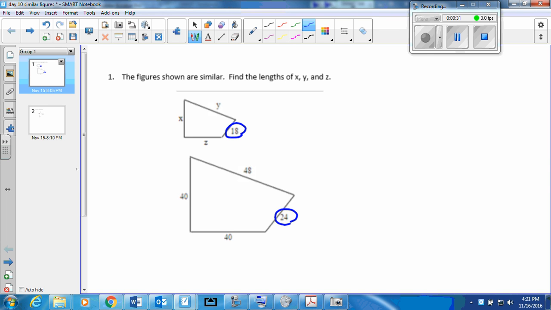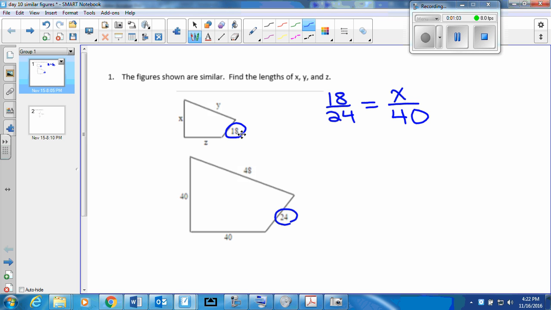are 18 and 24. So my first ratio I can set up is 18 over 24 equals, if I'm looking for x now, my second ratio I have to go the same way. So the top picture was first compared to the bottom picture second. So there is my proportion. You can solve this proportion a couple of ways. You can do cross products, or you can look for scale factors.